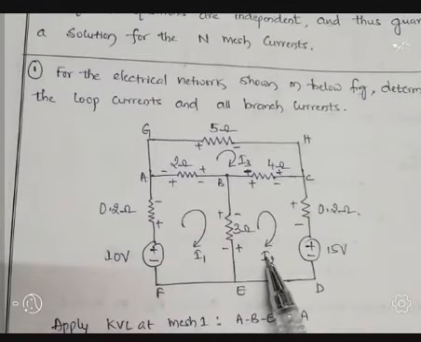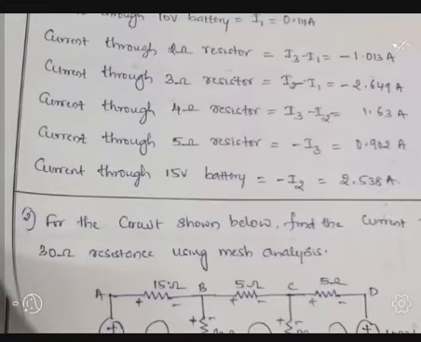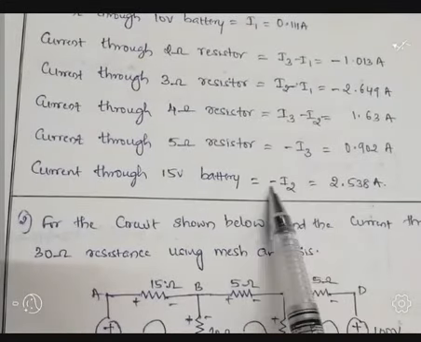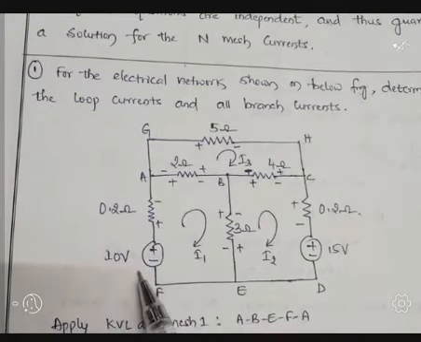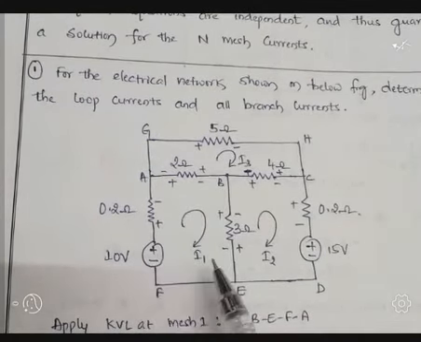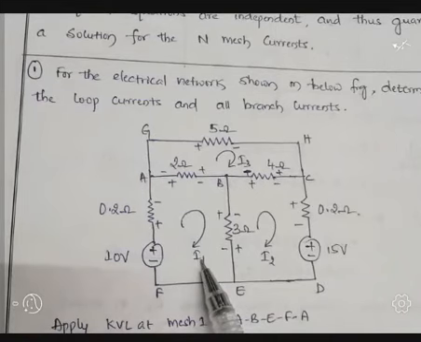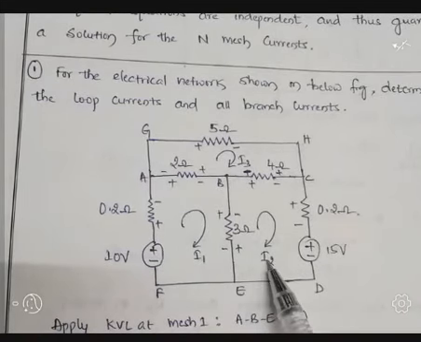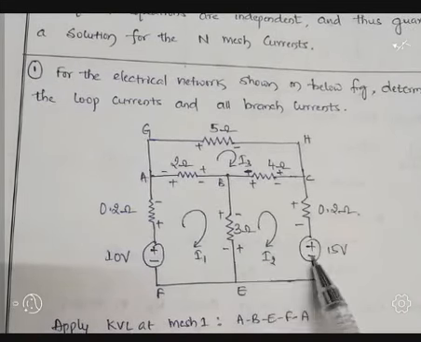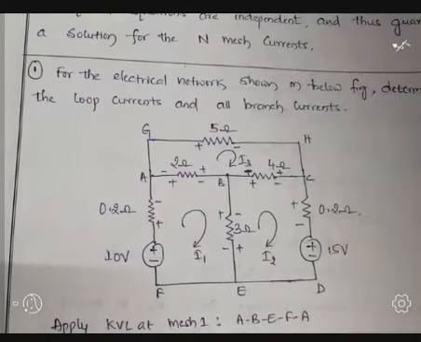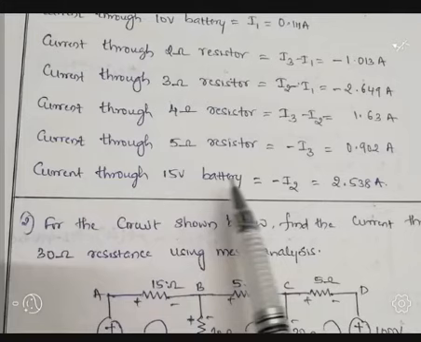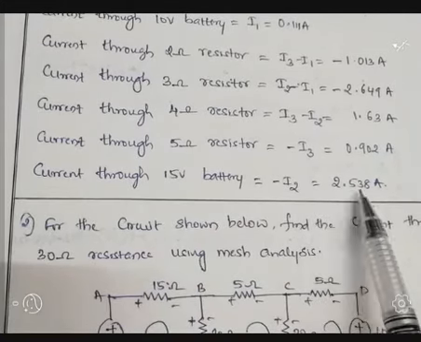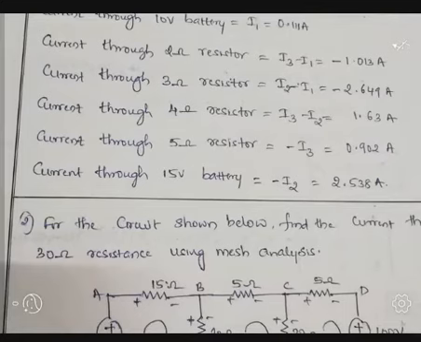Last one, current flowing through this battery, that is I2. I2 is already calculated. Why is it negative, you may ask. Here, the head of the arrow mark of I1 flowing through the 10-volt battery is pointing towards positive. Because of that, we took I1 plus. But in this case, the head of the arrow mark of I2 is pointing towards negative polarity. Hence, we are taking minus I2. Current flowing through the 15-volt battery is minus I2, that is equal to 2.538 amperes. Okay. So we will take one more example.